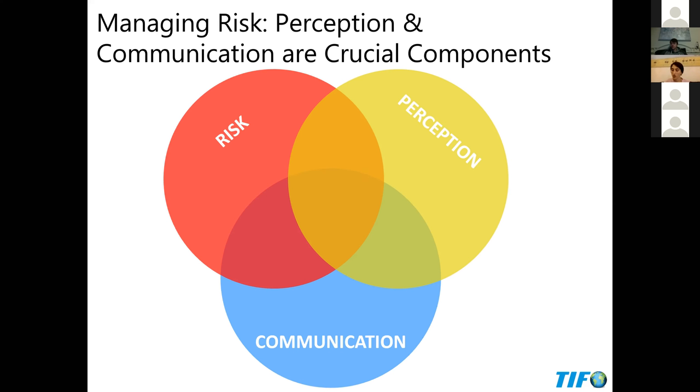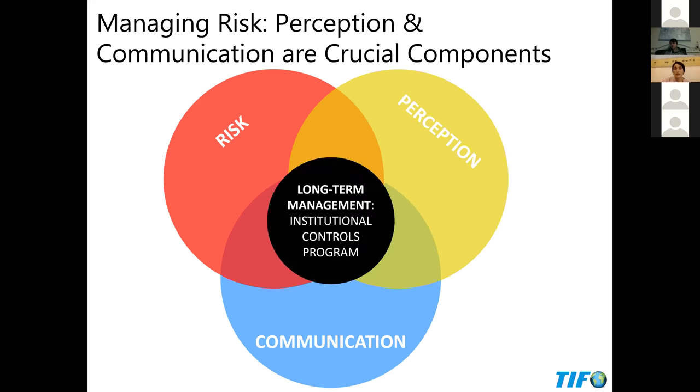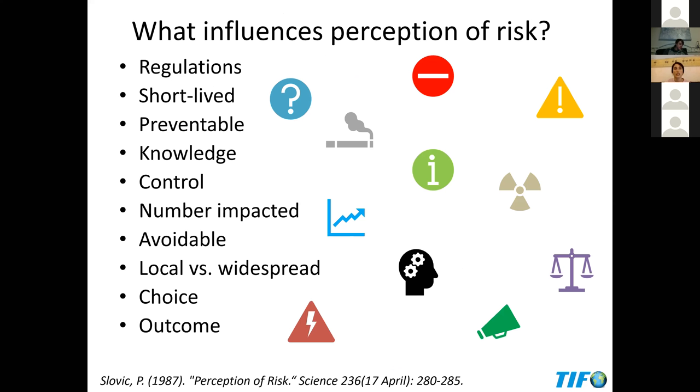We've gone over risk assessment and mitigation. But when we talk about risk management, there's a huge overlap in perception and communication. And this is where long-term management comes into play with what we call institutional controls programs, or ICP. And this is a way to manage and sustain the remedy, that exposure reduction, in the long term. And I'm going to go into this a little bit more in a minute. But before we talk about institutional controls, let's just review risk perception, because there are many things that influence our perception of risk.